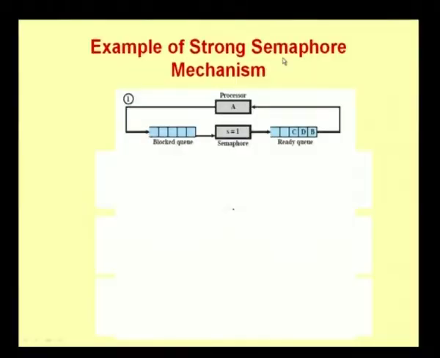Now let us consider this with an example relating to an operating system. Here is an example which states a strong semaphore mechanism. Here we have a processor. I said the semaphore variable should be of an integer value, so let us have s equal to 1. In this example, these are the processes A, B, C, D.